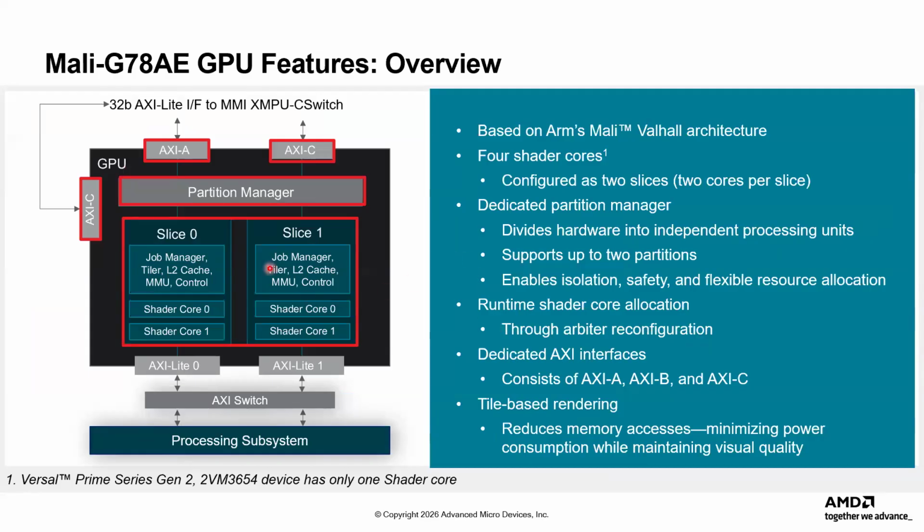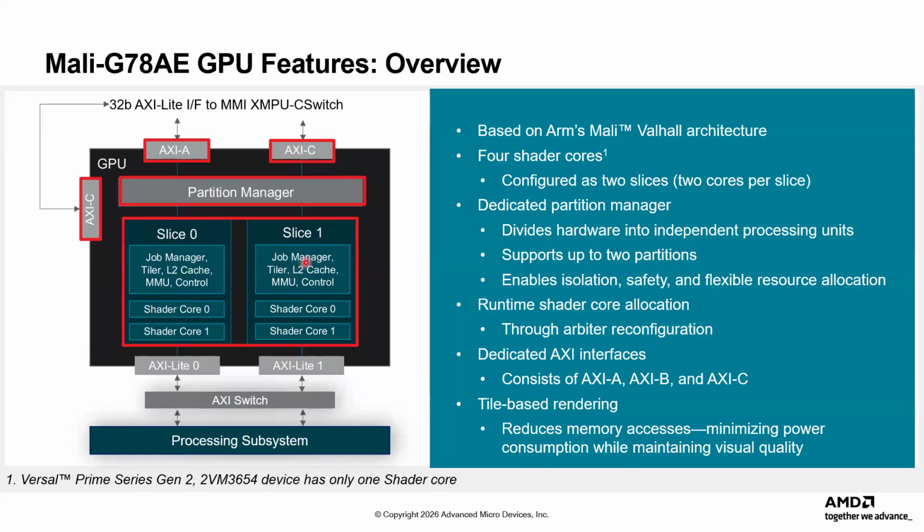So that GPU is organized into two separate slices, and there's a partition manager, and this can be dynamically set to where you now have the separate operation and isolation. And this is the big feature behind the Valhalla architecture. And this is also what makes it automotive enhanced, is the ability to have that separation and isolation. So you have two slices and then two cores per slice. The partition manager allows for the separation of the two, and you have this runtime shader core allocation.